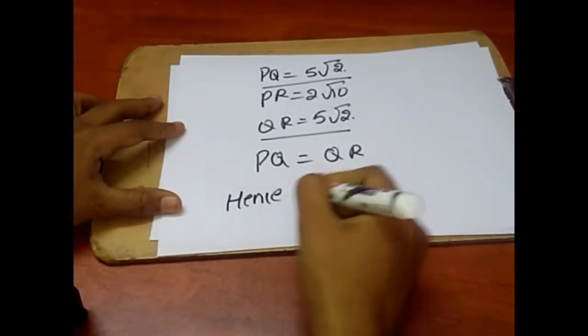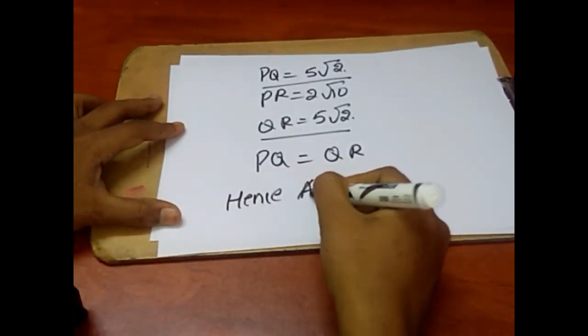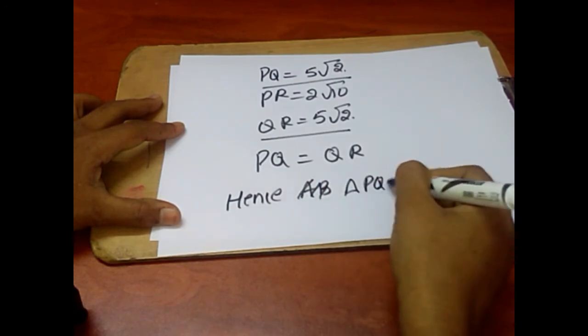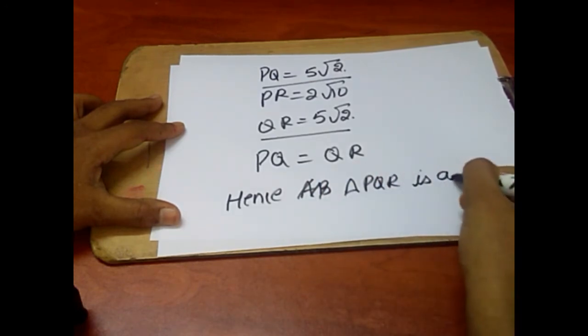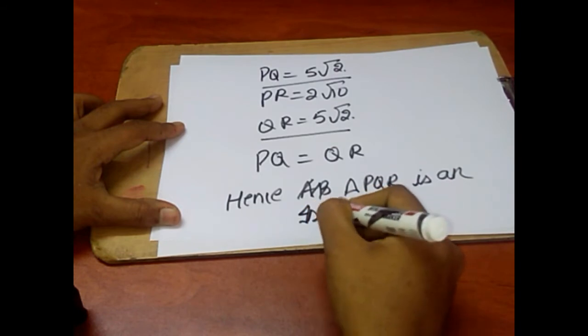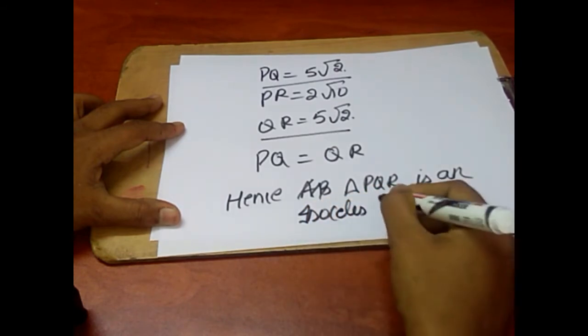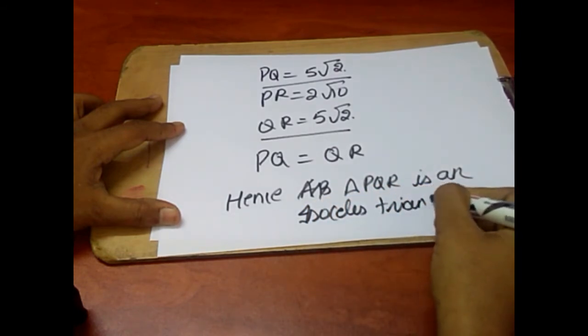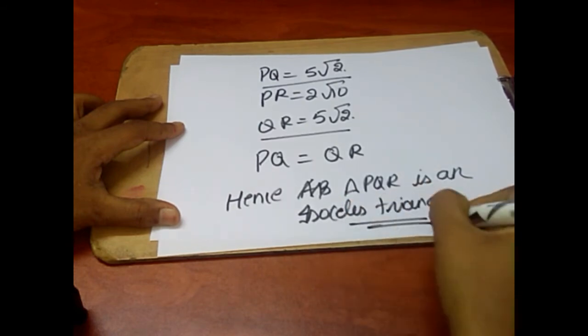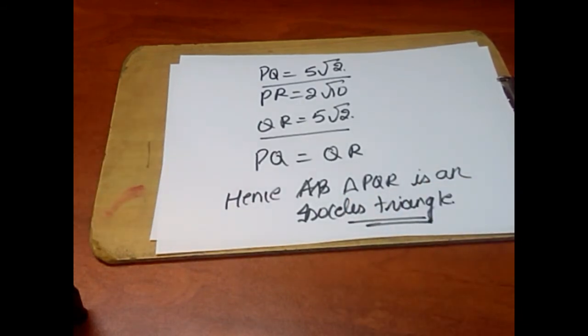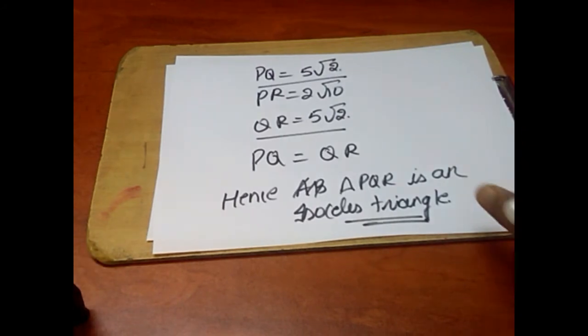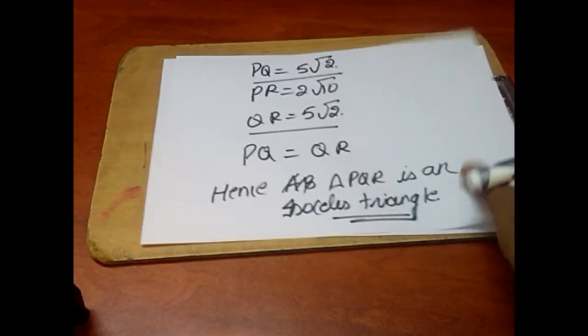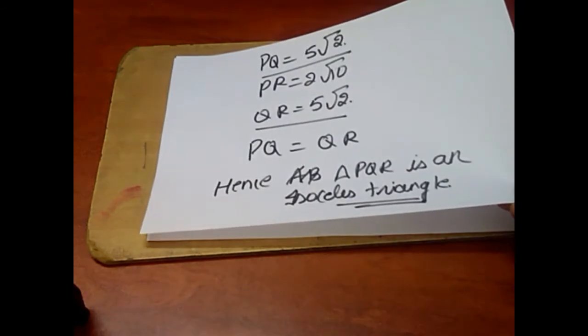Hence triangle PQR is an isosceles triangle. Very simple problem, children. You need to remember the steps and the formula. This is the solution for question number 10. Next, question number 11. Question number 12.